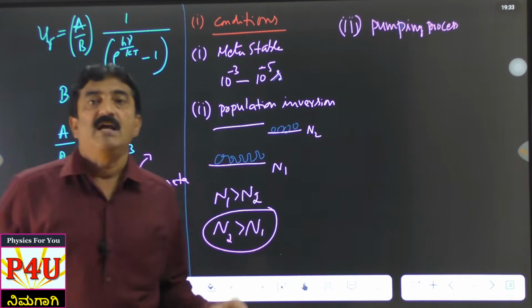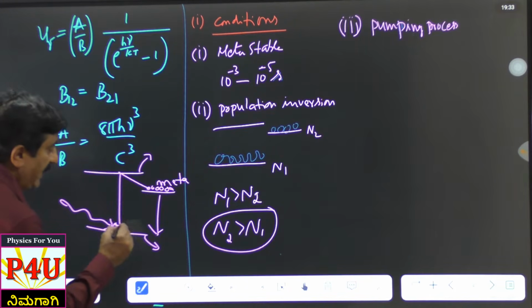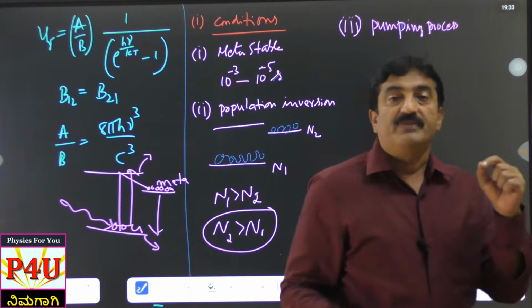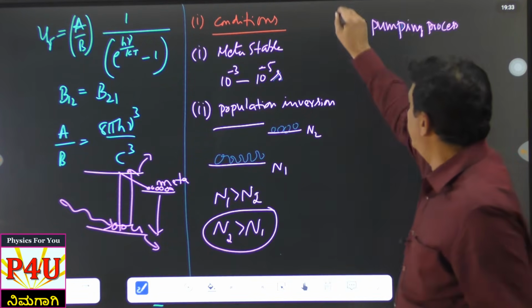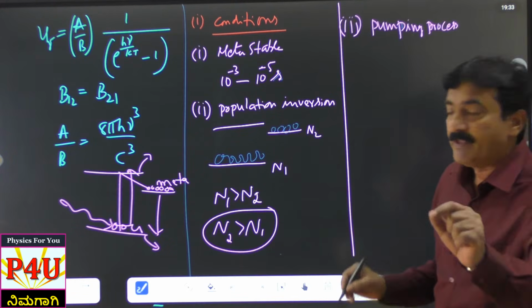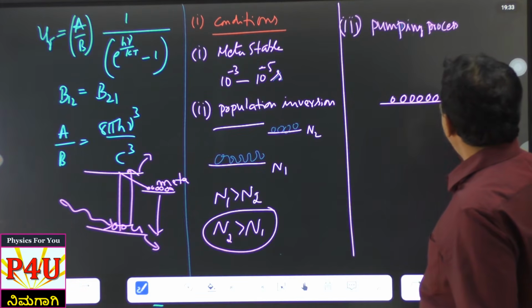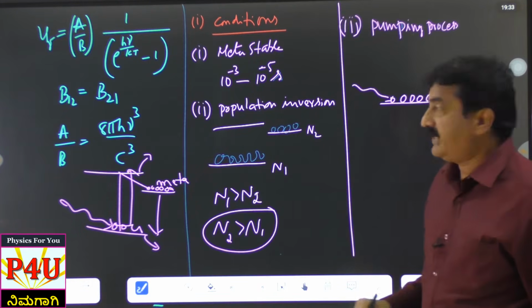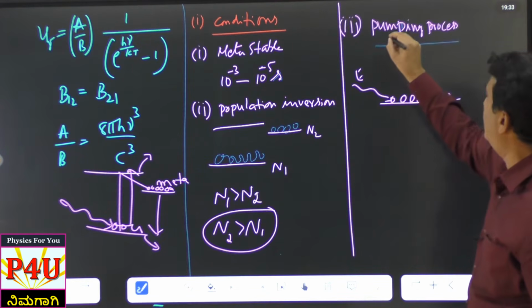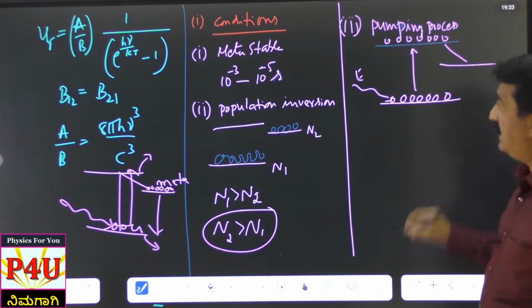So what is the pumping process? By means of incident energy, ground state atoms are taken to a higher level. Ground state atoms are kicked to a higher level, thereby I can achieve the lasing action. So the third and final condition is the pumping process. In the pumping process, atoms that are in the ground state are supplied with external energy. As a result, they go to a higher level and their number keeps on increasing. Later on they will come to the metastable level.